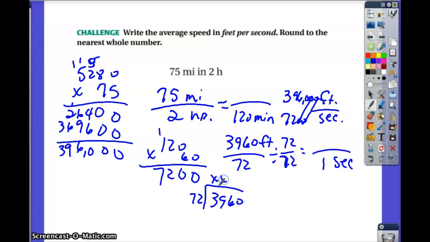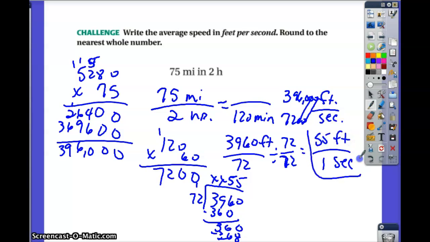Okay. 72 won't go into 39. 5 times maybe, 6, no 5. 5 times 2 is 10, 36. 60, so that goes 5 times. 0. So it's 55 feet per second. That's what it comes out to be. Alright, so this concludes our lesson on rates.